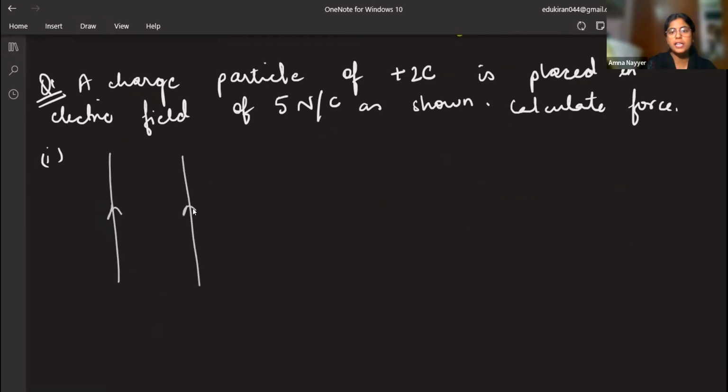See, a charged particle of +2 coulomb. So we are starting with a very basic question. This question you all will be able to solve. Slowly we'll increase the level of questions. Charge is given +2 coulomb.